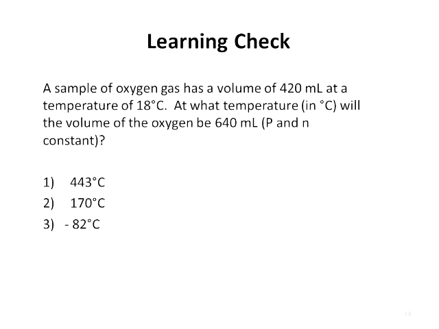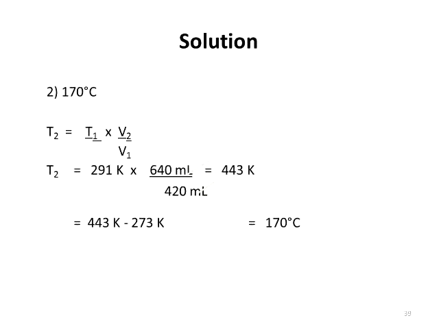Alright, so let's do the math. Actually, hit next. You probably already did it. Alright, so it says it was number 2, 170 degrees. The way they got that is they took the temperature, changed it to Kelvin, 291, times it by 640 milliliters, then divided by 420 milliliters, which equals 443 Kelvin. They really like it in Celsius because whatever. So you have to minus out your 273 and get your 170 degrees Celsius back. That's how they got it.